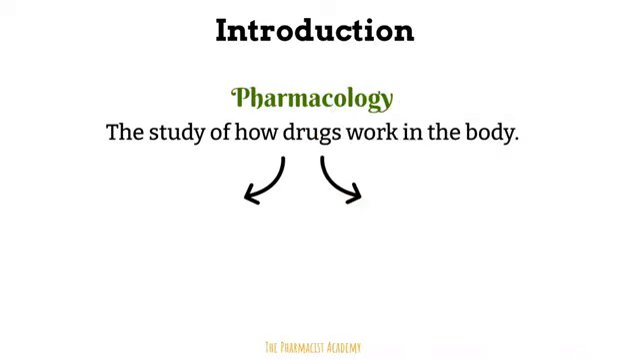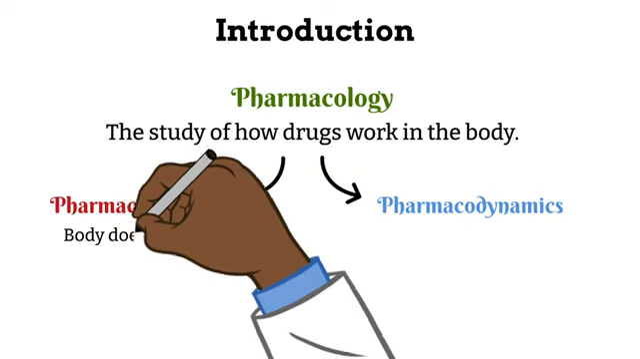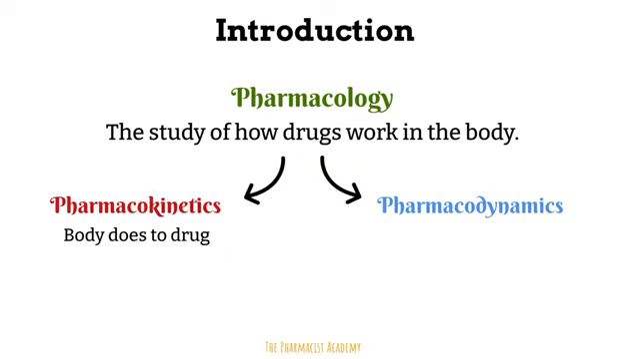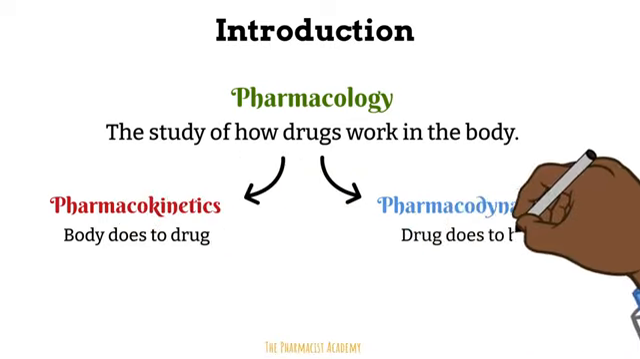In lay terms, pharmacology is simply the study of how drugs work in the body. It's divided into two parts: pharmacokinetics and pharmacodynamics. Pharmacokinetics is what the body does to the drug, and pharmacodynamics is what the drug does to the body.